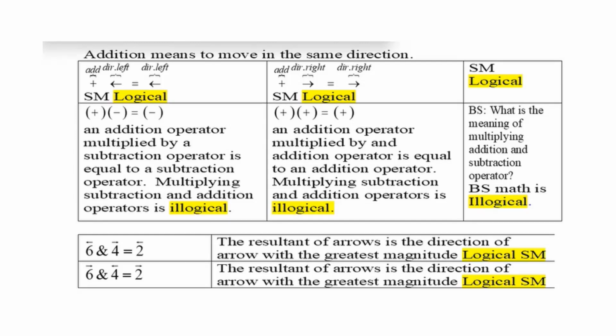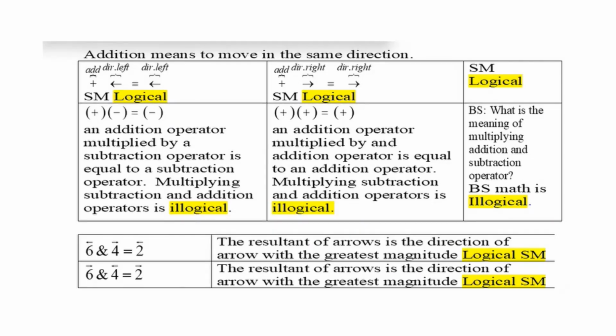And now the second line, a cross times a dash equals a dash. An addition operator multiplied by a subtraction operator is equal to a subtraction operator. Multiplying subtraction and addition operators is illogical. A cross times a cross equals a cross. An addition operator multiplied by an addition operator is equal to an addition operator. Multiplying subtraction and addition operators is illogical. What is the meaning of multiplying addition and subtraction operators?